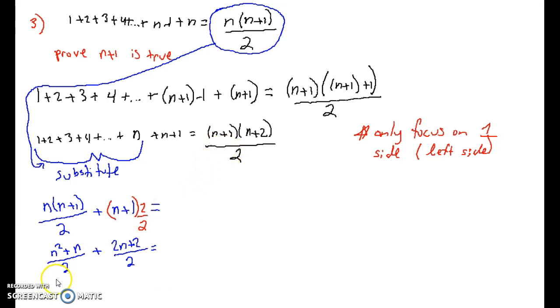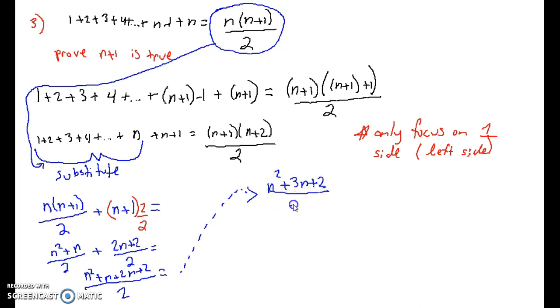Okay, so what do I notice? They have common denominators. So this is just going to be n squared plus n plus 2n plus 2 all over 2. And come over here, collect your like terms: n squared plus 3n plus 2 all over 2, a little equal sign. And I'm going to factor it because I want it to look like n plus 1 times n plus 2, essentially. And this does factor, so this will factor into n plus 1 and n plus 2.